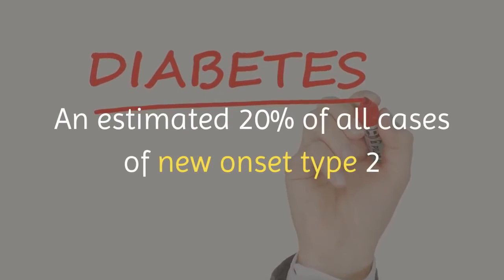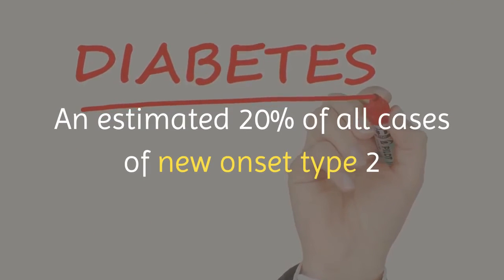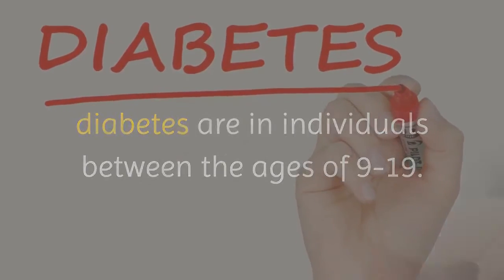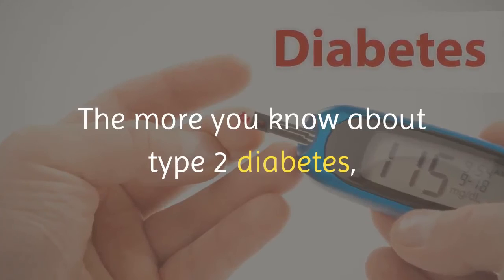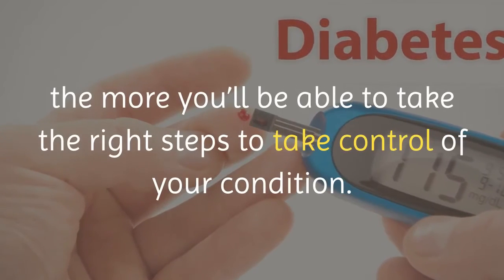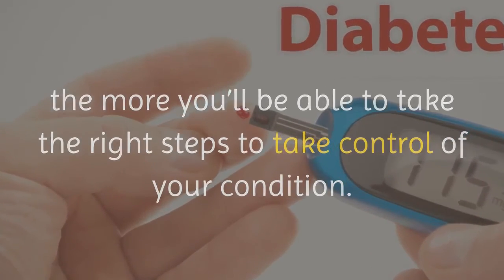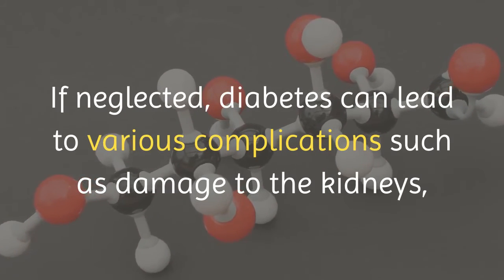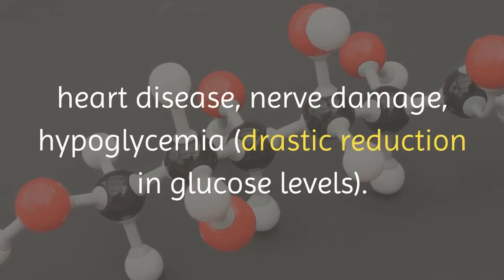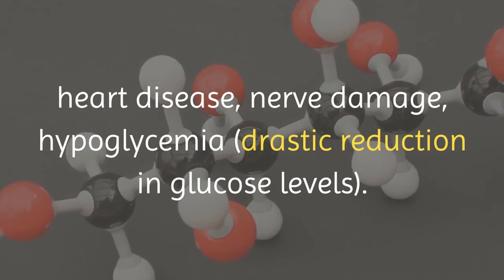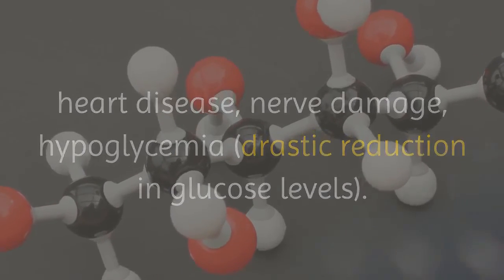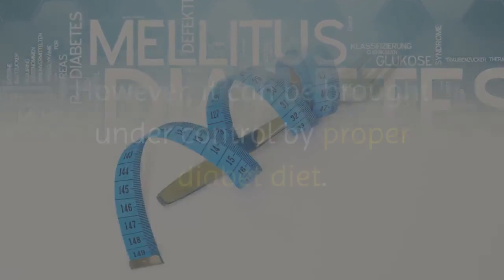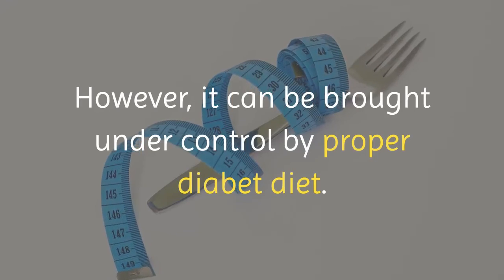An estimated 20% of all cases of new-onset type 2 diabetes are in individuals between the ages of 9 to 19. The more you know about type 2 diabetes, the more you'll be able to take the right steps to take control of your condition. If neglected, diabetes can lead to various complications such as damage to the kidneys, heart disease, nerve damage, hypoglycemia, a drastic reduction in glucose levels. Diabetes is a serious disease and there is no treatment for it. However, it can be brought under control by proper diet.